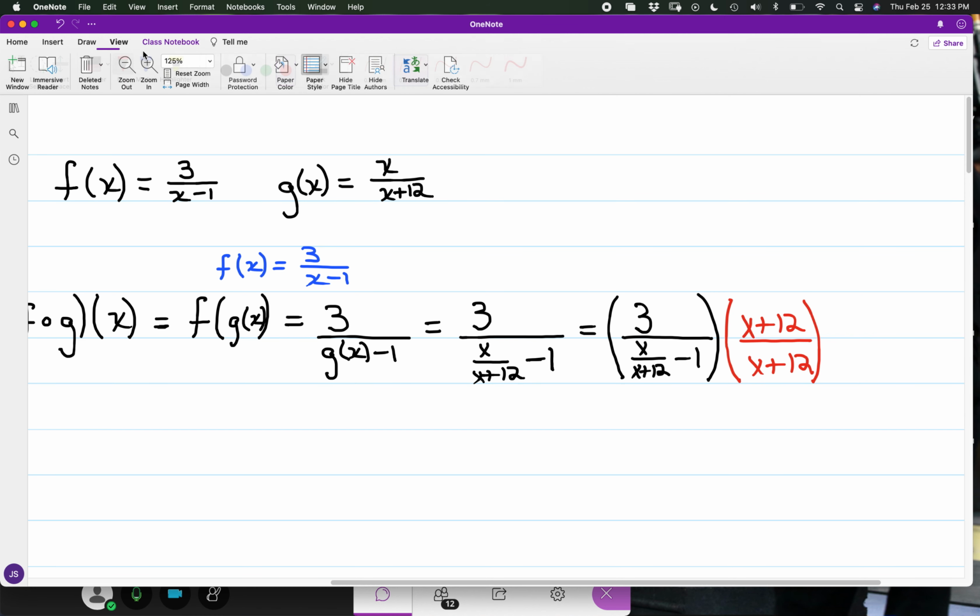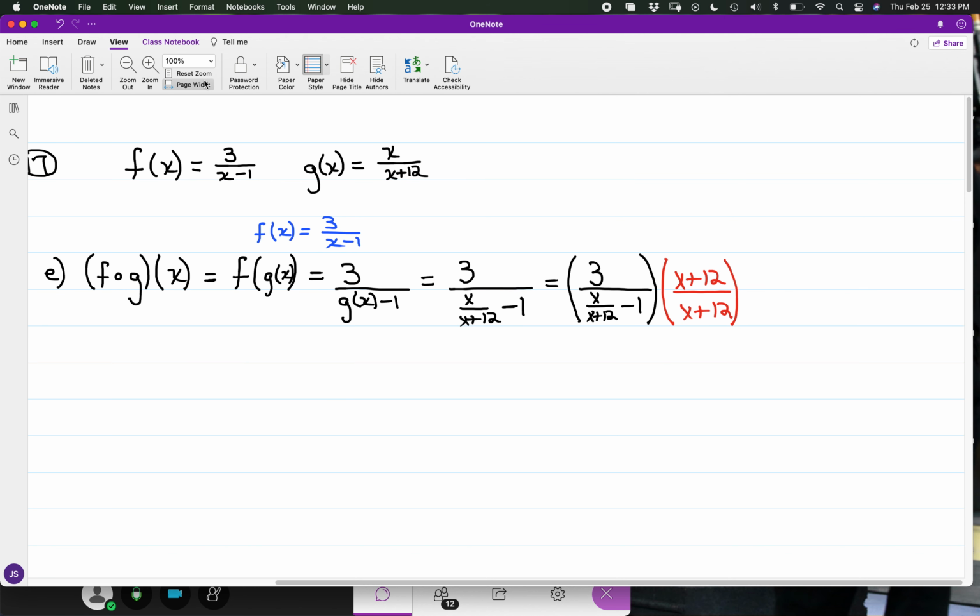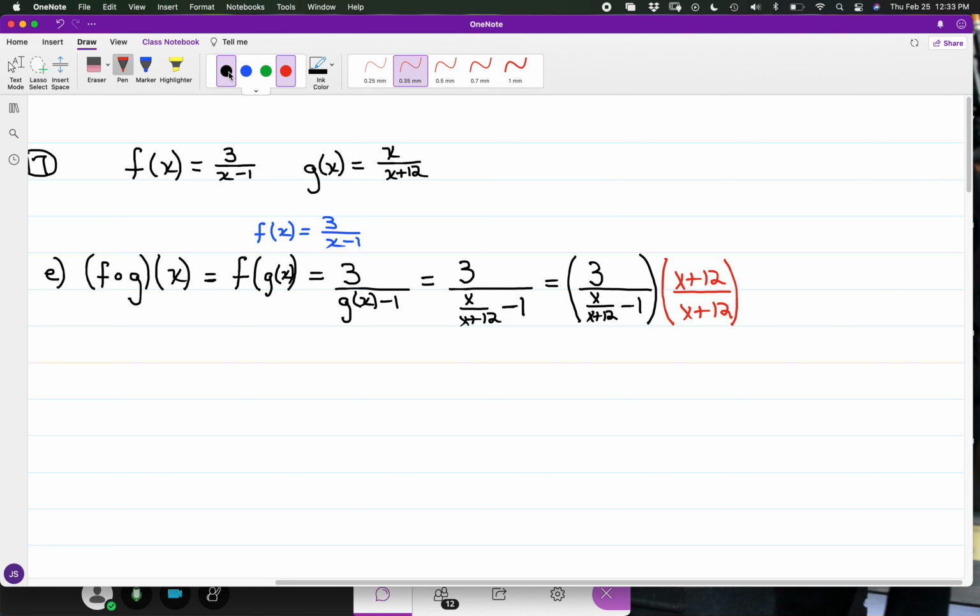Following through by distributing, I have 3 times x plus 12. For the denominator, think of distributing x plus 12 over the first term, x over x plus 12. Here the x plus 12s are going to cancel out, so for the first term I'm going to have x. And then we have minus 1 times all of x plus 12.